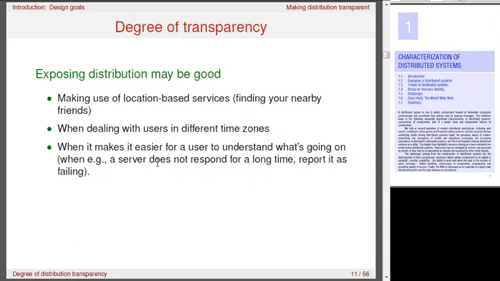Now, if we want to expose the distribution, it may also sometimes be good. Like if you want to use location based services, finding your nearby friends, you can show the location. It will be easy. It will be cost effective in this case. When dealing with users in different time zones, it makes it easier for a user to understand what's going on when a server does not respond for a long time or is reported as failing. So these are the sorts of things which may happen.